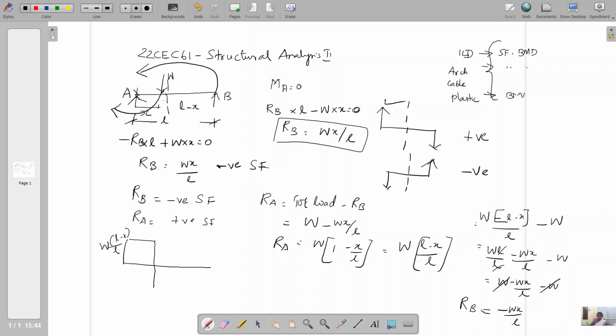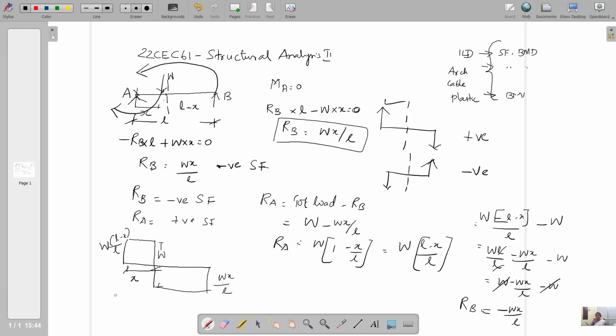If you deduct W times L minus x by L minus W, because here there is a load of W for the ordinate of W, you will get the Rb value in negative ordinate, that is Wx by L. So this is RA, this is RB when the load is placed somewhere in between the span, which is x distance from the left support.